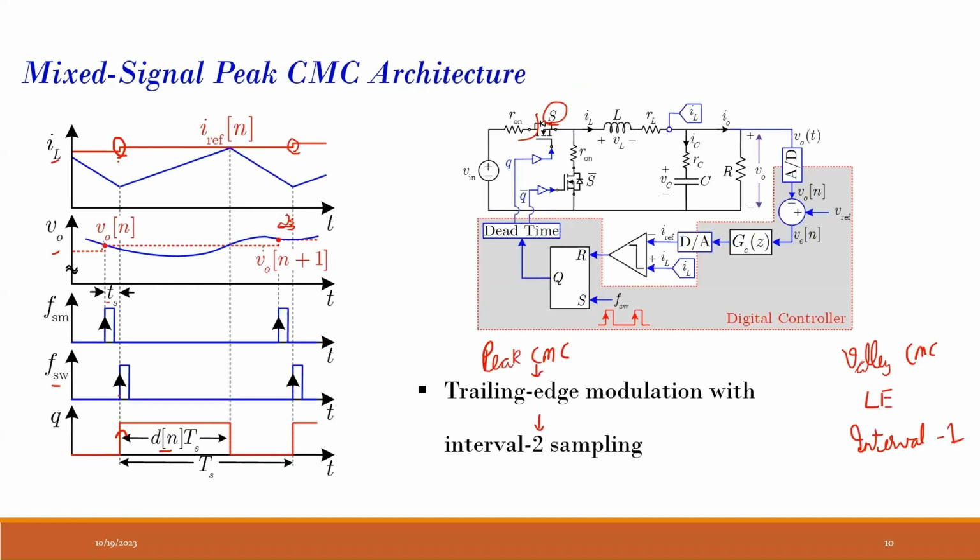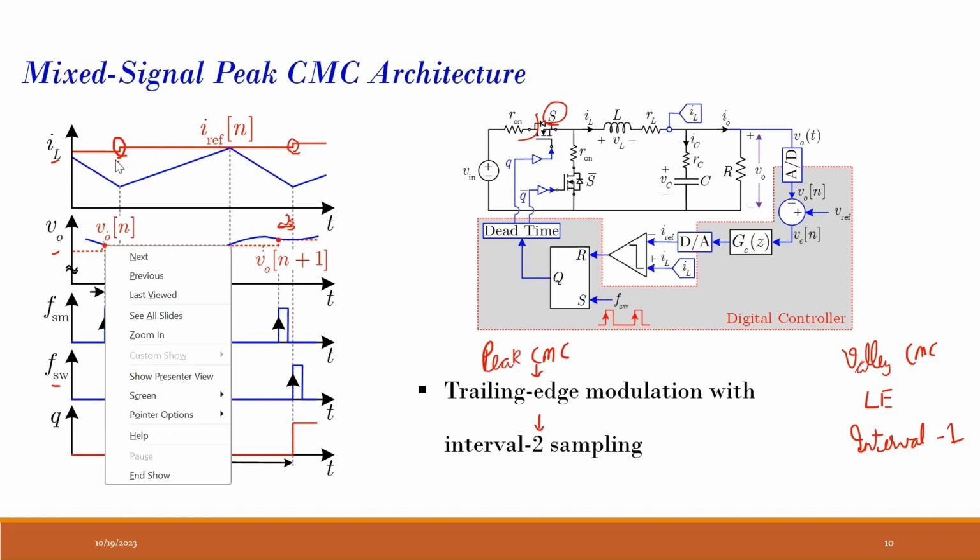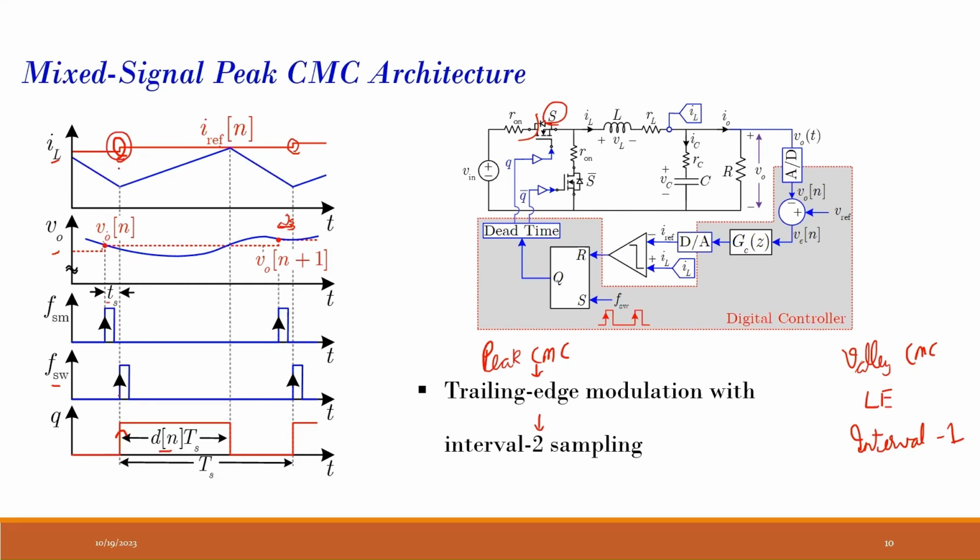Sir, here, this V0N sample which you are taking. Mm-hmm. The corresponding gate pulse is generated only here, in this location, right, sir, after TS? No, not the corresponding gate pulse, the corresponding reference to generate the gate pulse. V output is sampled over here, and then the reference is updated over here, okay, at this instant. And once the reference is updated, then that reference is used in that cycle to generate your duty ratio.